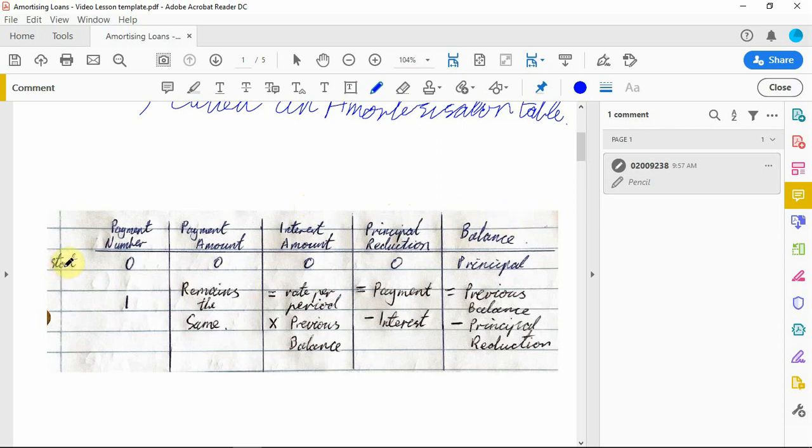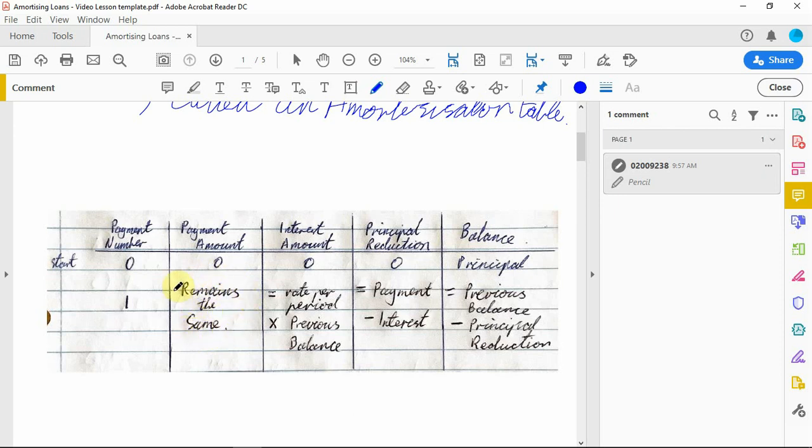So of course, to start off, we start at payment zero. So zero is the start of our loan. We don't pay anything when we start. We're not charged any interest when we start. At the start, principal reductions, nothing. And so the balance is whatever the principal of our loan is at that time. Then payment number one, and then after payment 2, 3, and so on, you keep going down here. So the payment amount would generally remain the same.